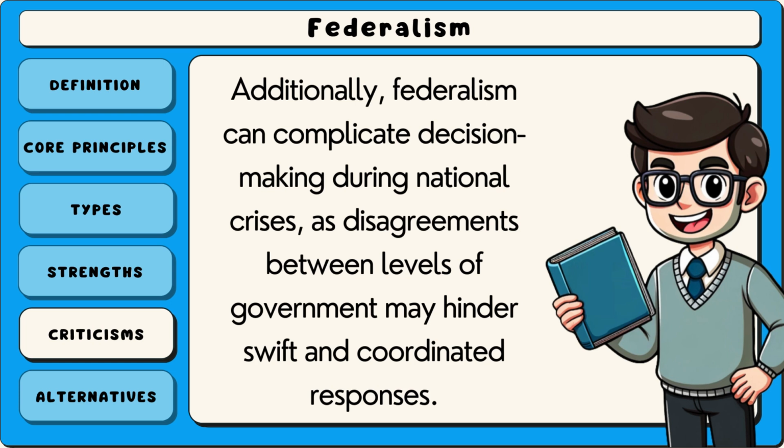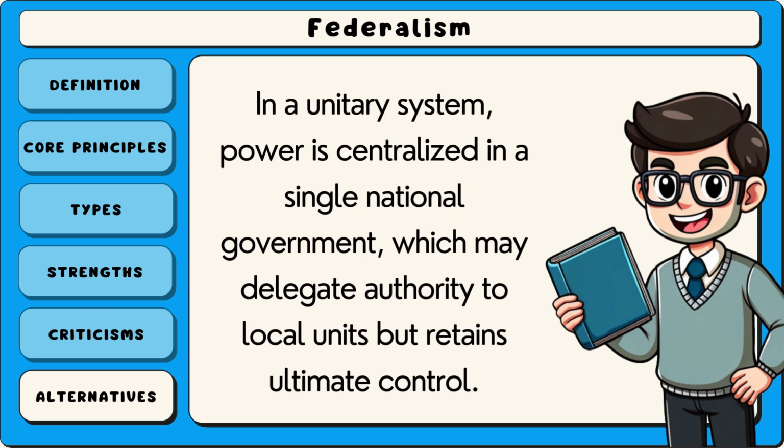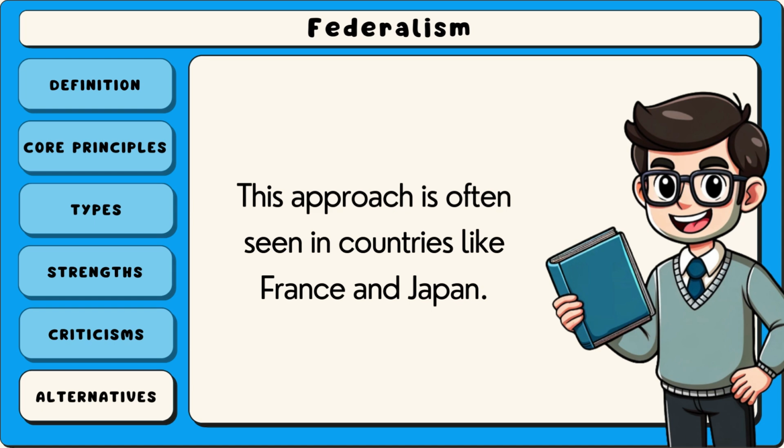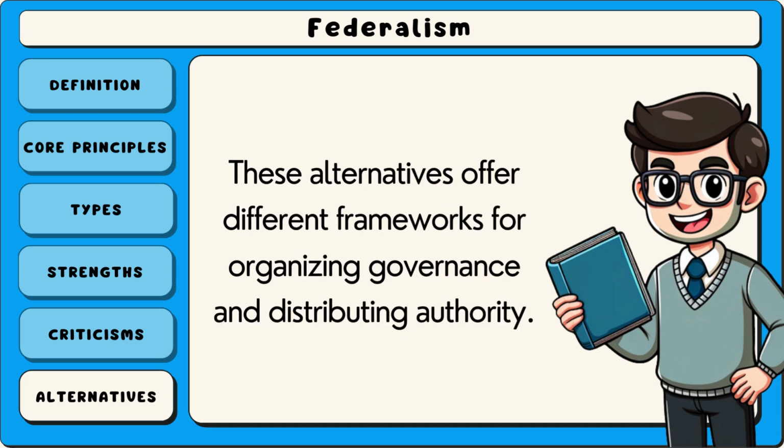Alternatives to federalism include unitary systems and confederal systems. In a unitary system, power is centralized in a single national government, which may delegate authority to local units, but retains ultimate control. This approach is often seen in countries like France and Japan. In contrast, a confederal system prioritizes the independence of constituent units, with the central authority having limited power, as exemplified by the European Union. These alternatives offer different frameworks for organizing governance and distributing authority.